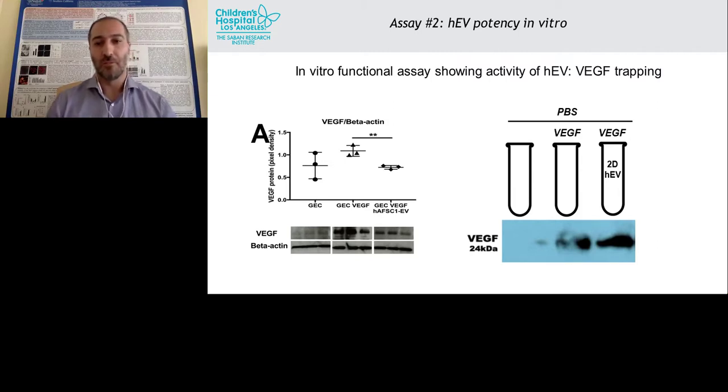In the follow-up or subsequent experiment, we performed the same assay without the cells, without the confounding factor of cells. And again, we observed a direct interaction between the VEGF and the human EVs, confirming the potency of the human-derived EVs being similar, if not better, than the mouse. So this was very encouraging.